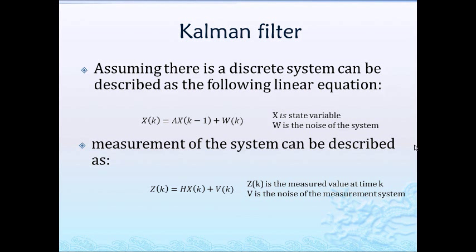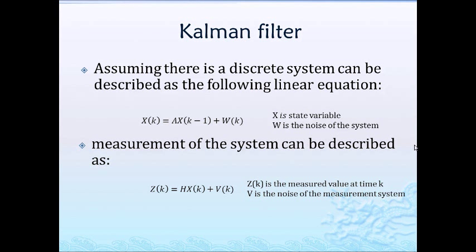Here is the introduction to Kalman filter. Assuming there is a discrete system that can be described as the following linear equation: xk is equal to A multiplied by xk minus 1 plus wk. Here, x is the state variable and w is the noise of the system.